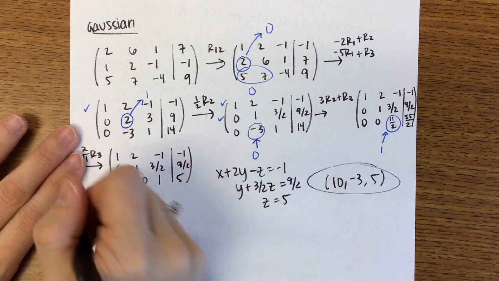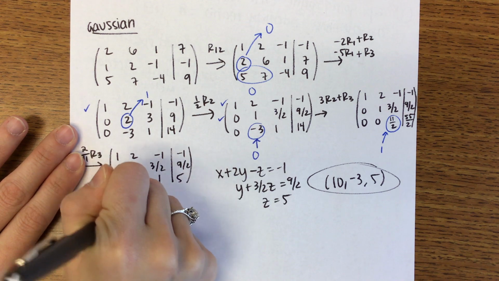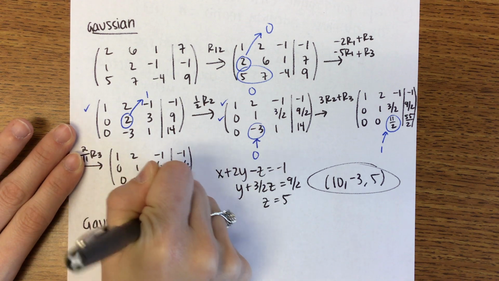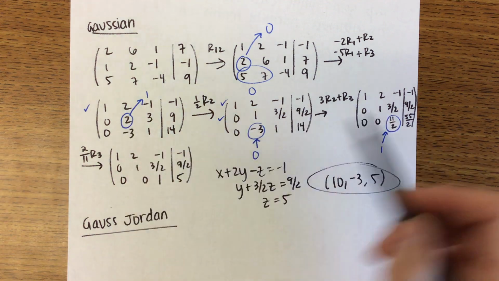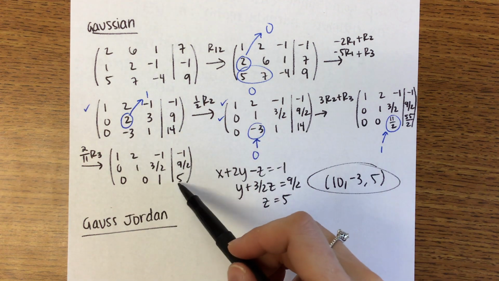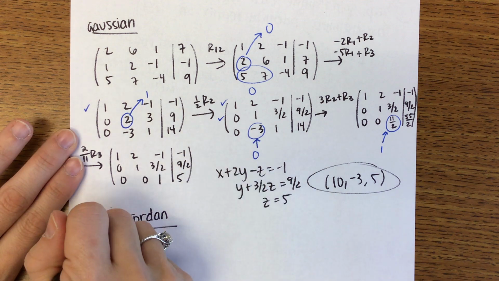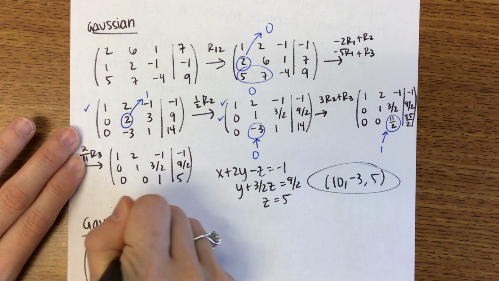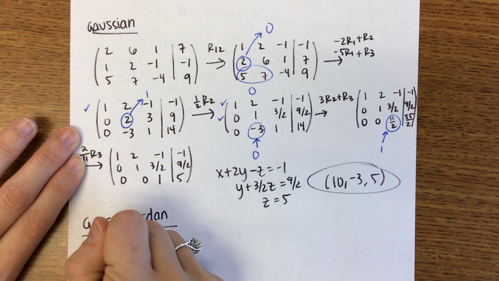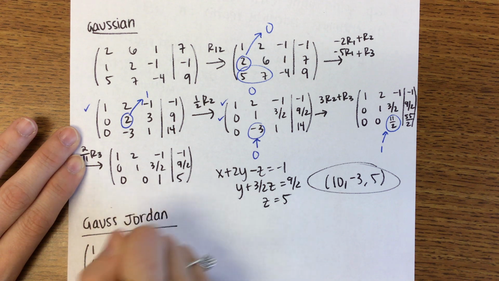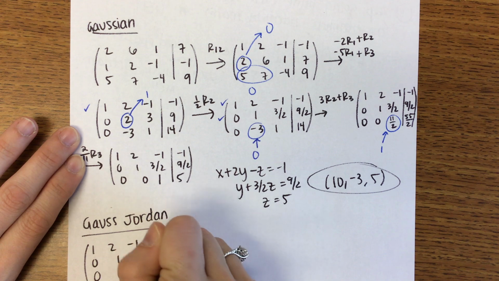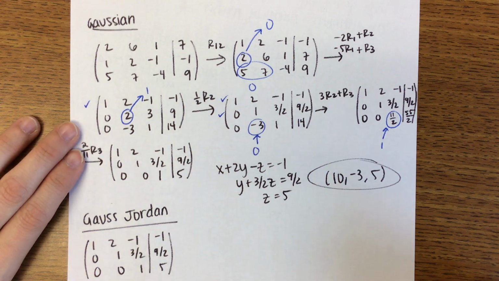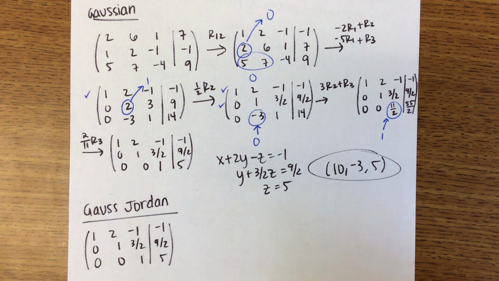I also told us I want us to solve using Gauss-Jordan. Okay, we are not going to do all of that again. This matrix is still helpful, so we're just going to start with the matrix where we left off. Are there any questions on Gaussian before I keep going?